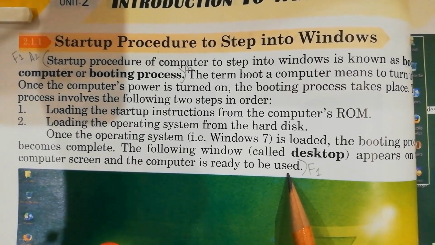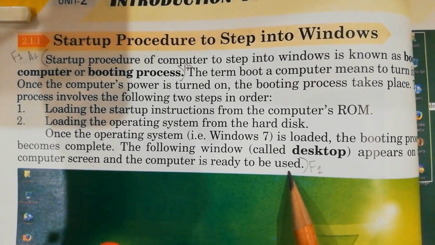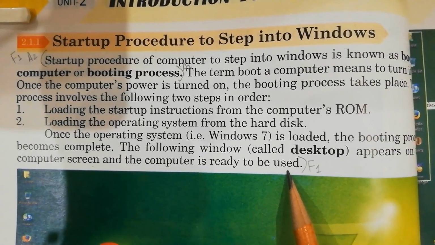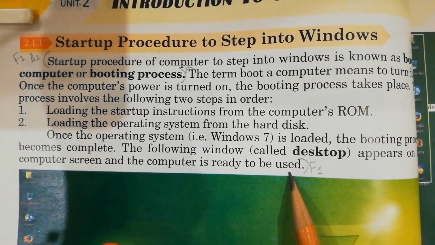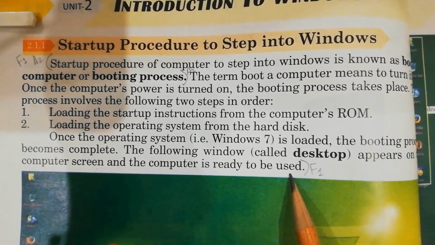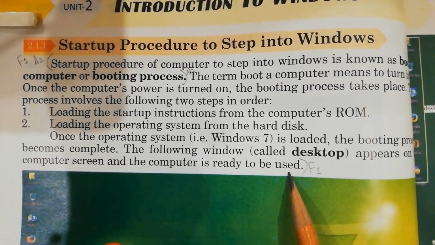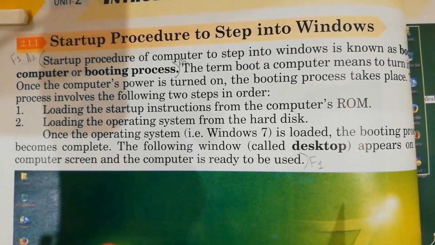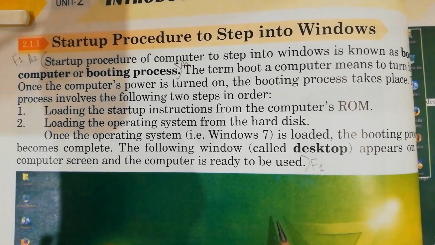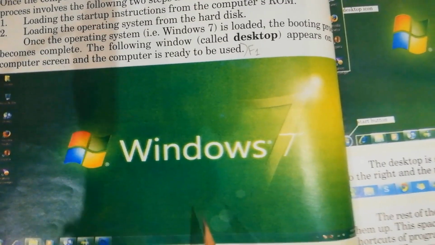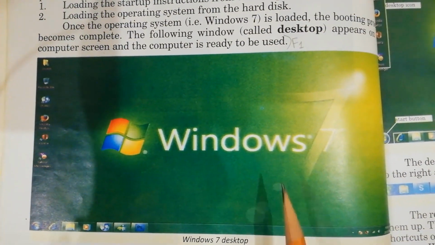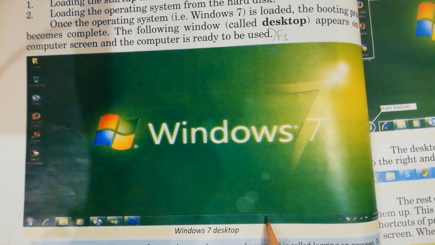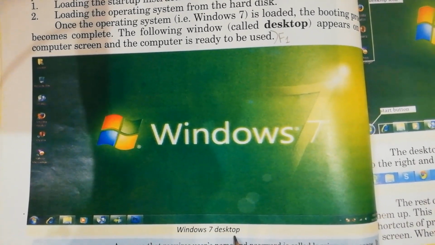Students, booting a computer refers to the process of powering on the computer and starting the operating system. The operating system is the program that makes all your software applications and hardware work together, so you can do the work you want to do. The boot process loads the operating system in the main memory installed on your computer. After the booting process, the following window called desktop appears, as you can see in this picture, Windows 7 desktop.